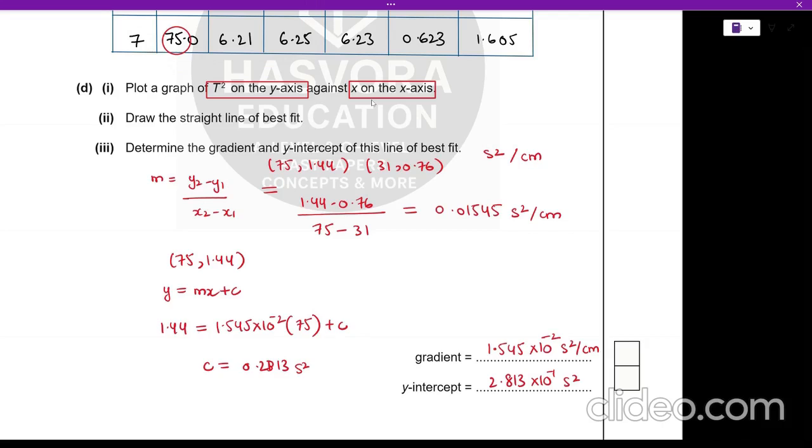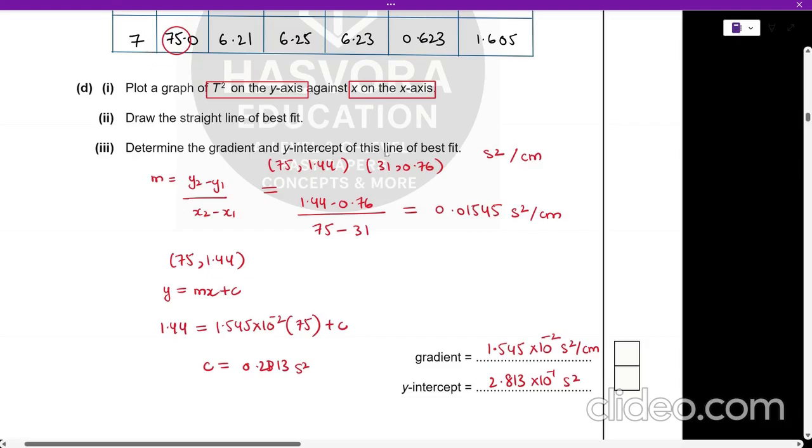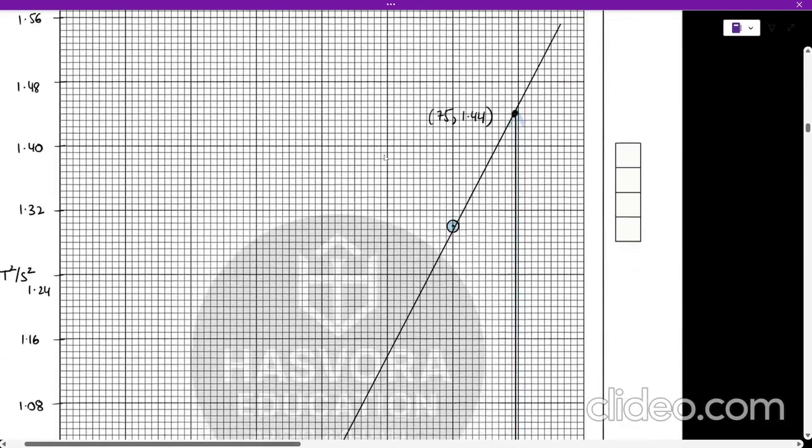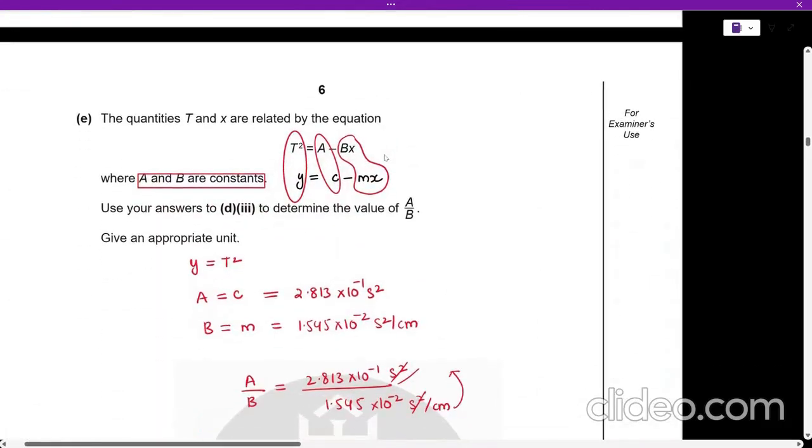Then they are telling us to calculate the y-intercept. As I used a false origin, I could not extrapolate my line to calculate the y-intercept. So what you have to do is apply the equation y = mx + c, plug in one of the coordinates, and it will give you the value of c. The y-axis was t squared, so I just added the units as they were.